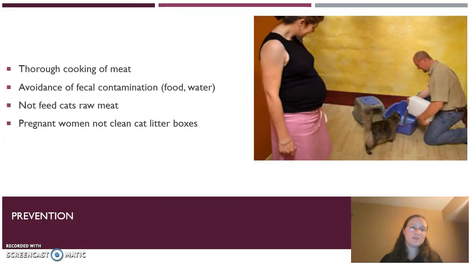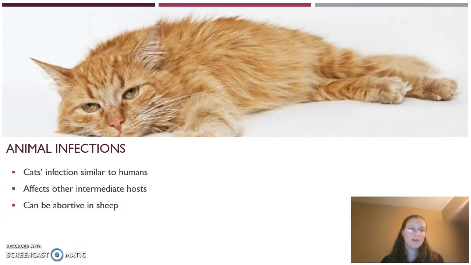Prevention is usually thorough cooking of meat, avoidance of fecal contamination, not feeding cats raw meat, and pregnant women should not clean out cat litter boxes or come in contact with feline feces. And animal infections also occur, and they're usually very similar to human infections, with normal pathogenesis and then acute if the animal is immunocompromised, and it can also cause abortions, especially in sheep.